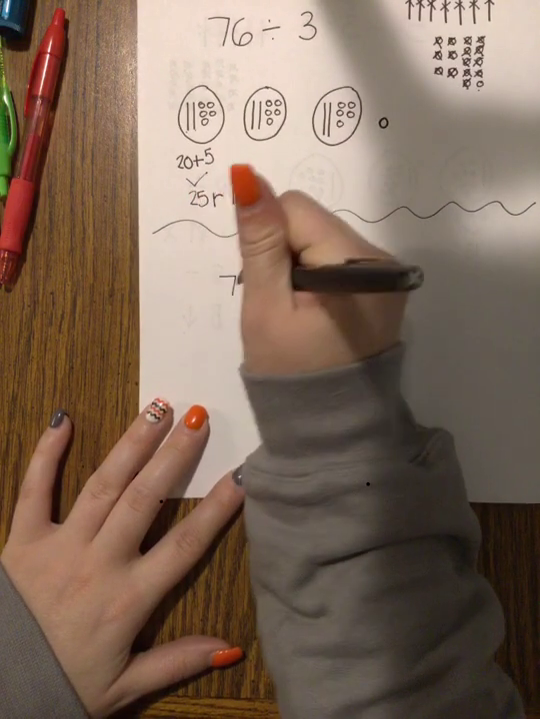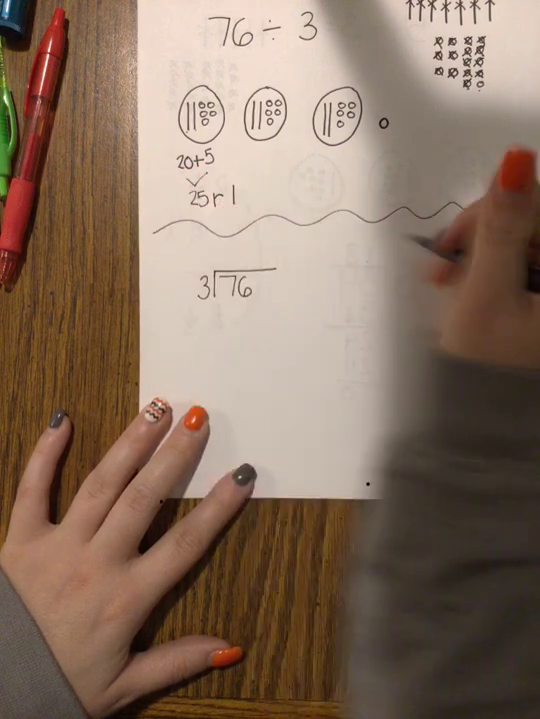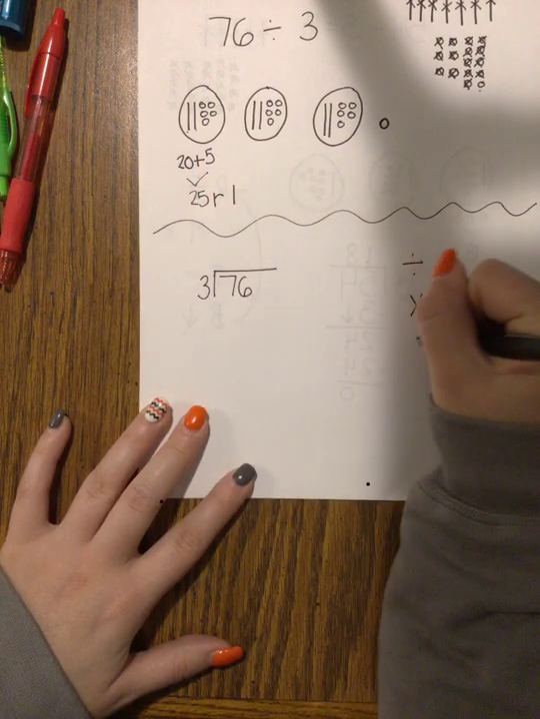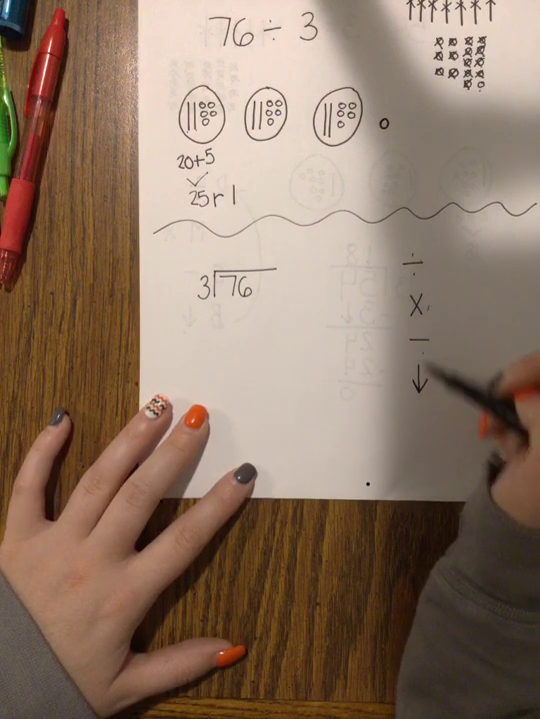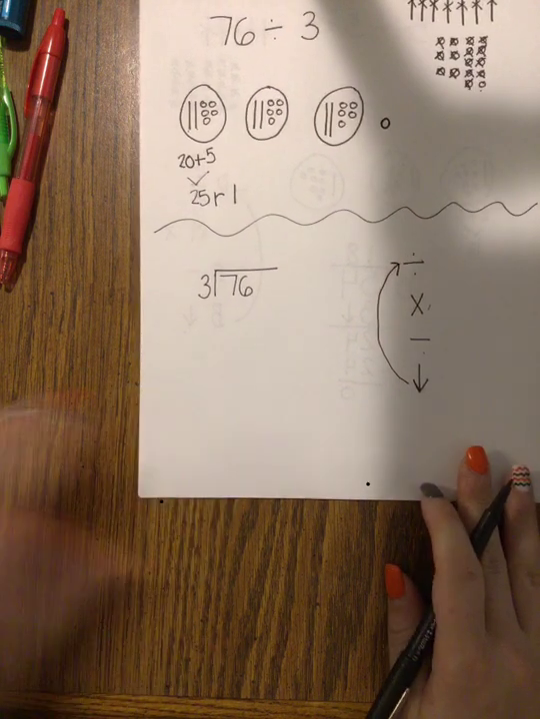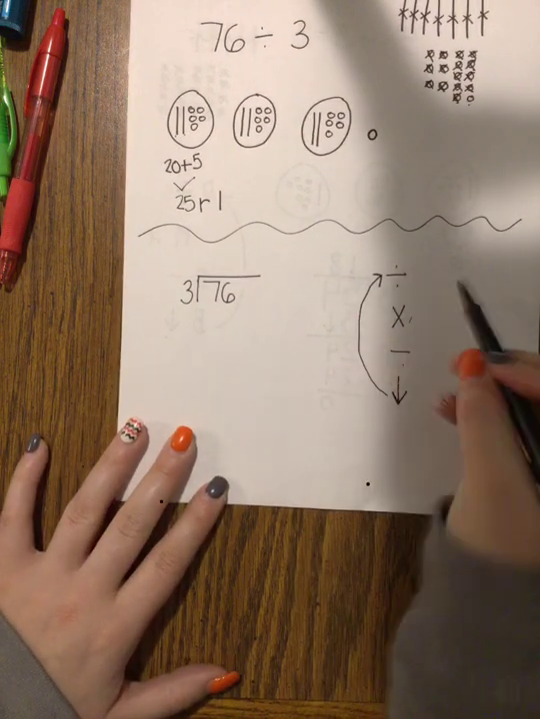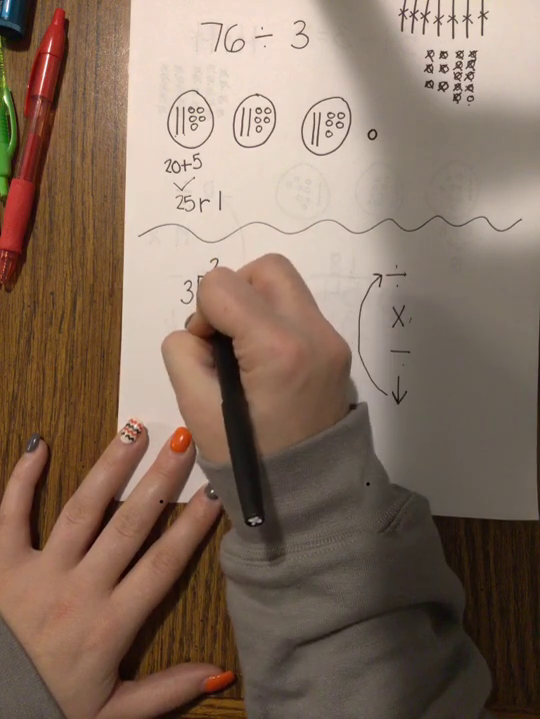Remember our little chant? I hope it is stuck in your head. Divide, multiply, subtract, and bring down. Divide, multiply, subtract, and bring down. Remember, we always repeat if necessary. So going first, I divide. So 3 goes into 7 2 times.